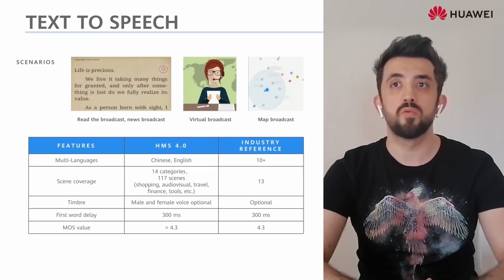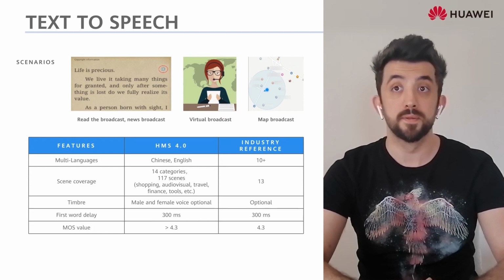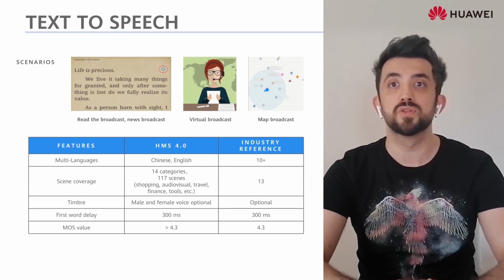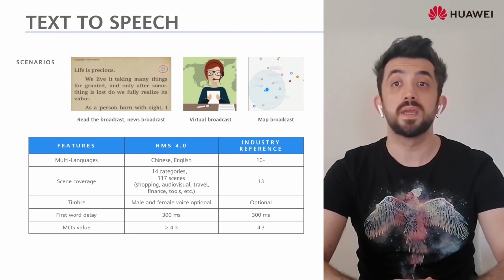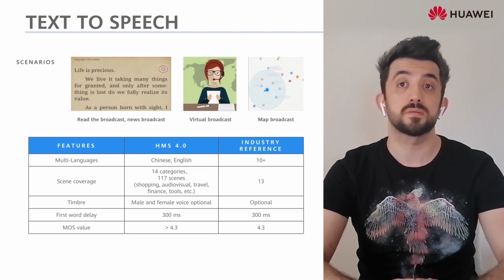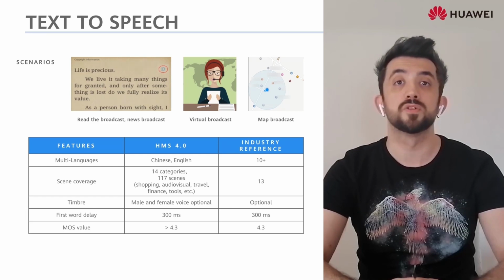Text-to-speech service can convert text into speech and allow users to choose male and female voices. It is widely used in news audio reading apps. Currently, the service supports Chinese, English, and French. Let's check our demo video about it.